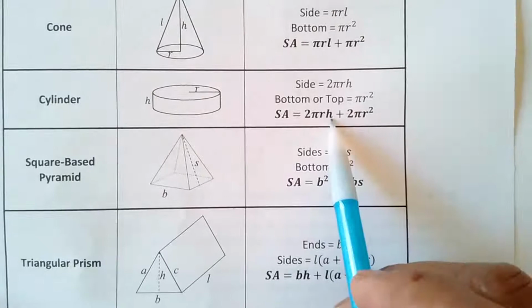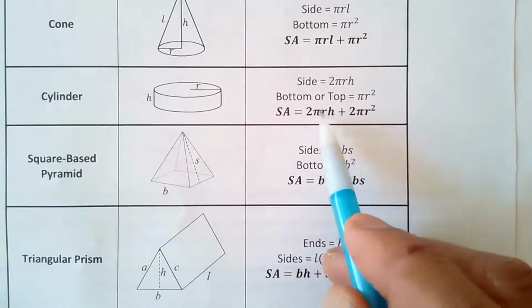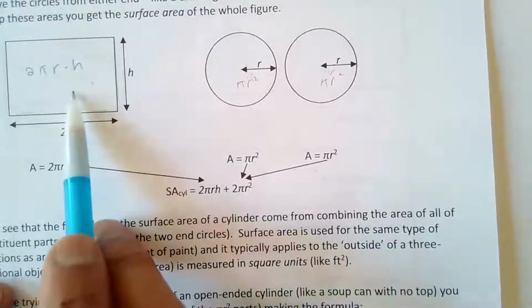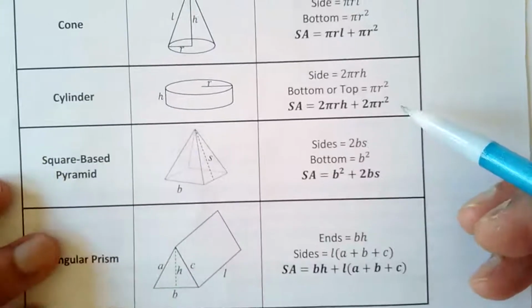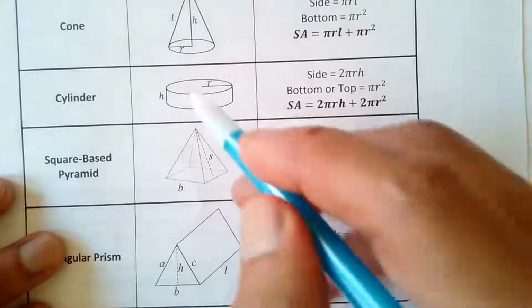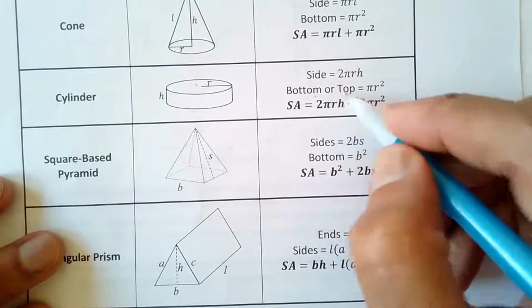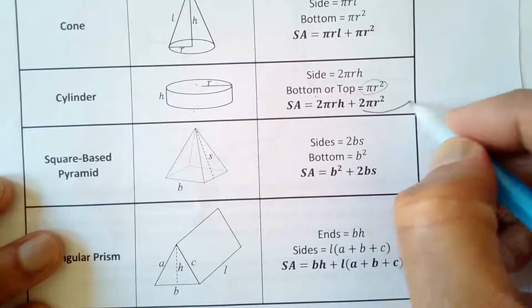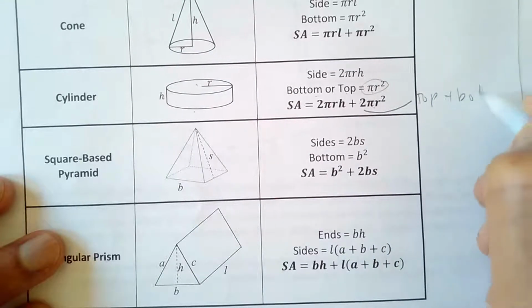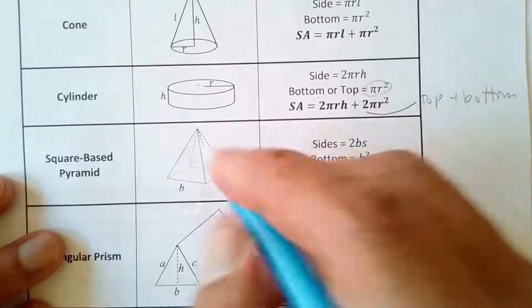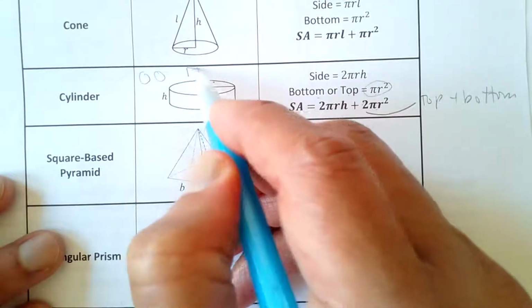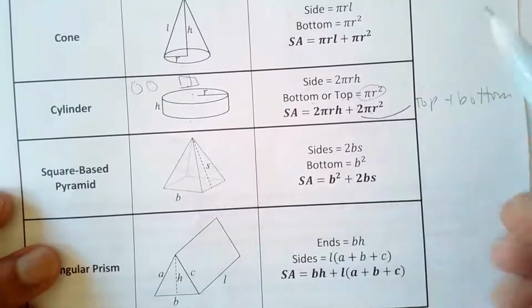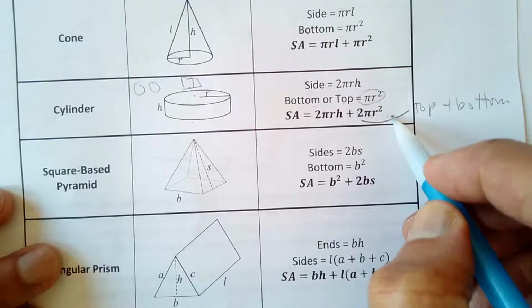Now let's look at the formula and break it apart. This is our formula for surface area. It's 2 pi r times the height, which we got from here. That's the side. There are 2 circles. One circle is pi r squared, but there are 2, so we have a top and a bottom. In reality, what you have here are 2 circles and a rectangle. So we'll be making use of this fact to find the surface area.